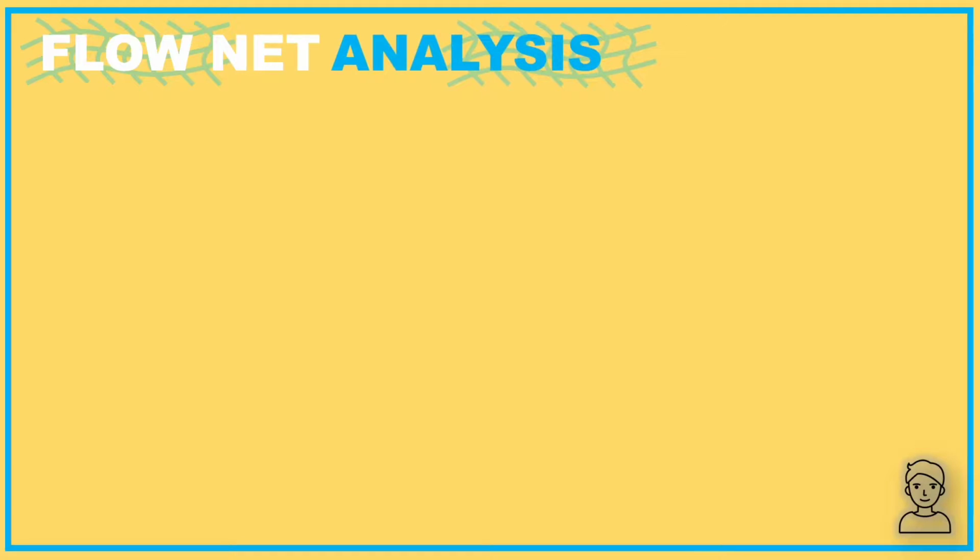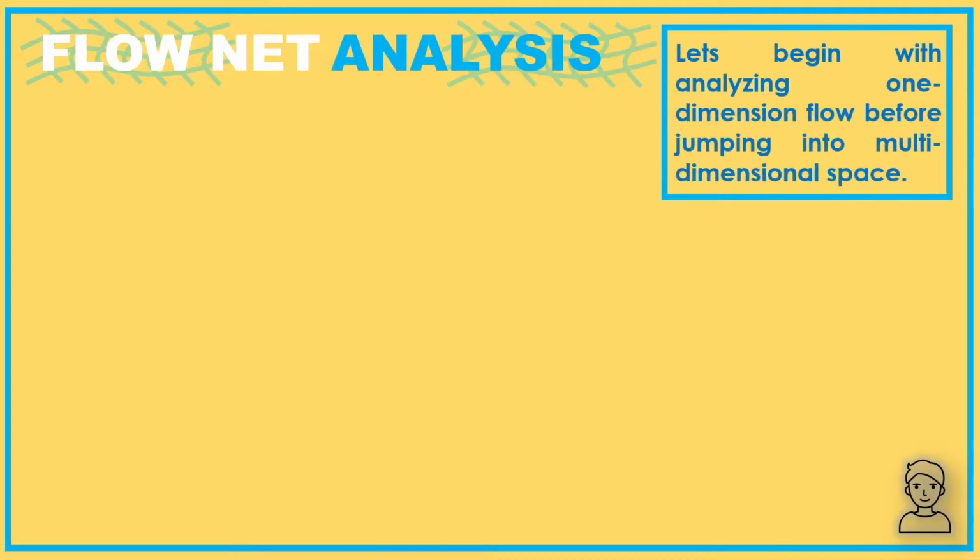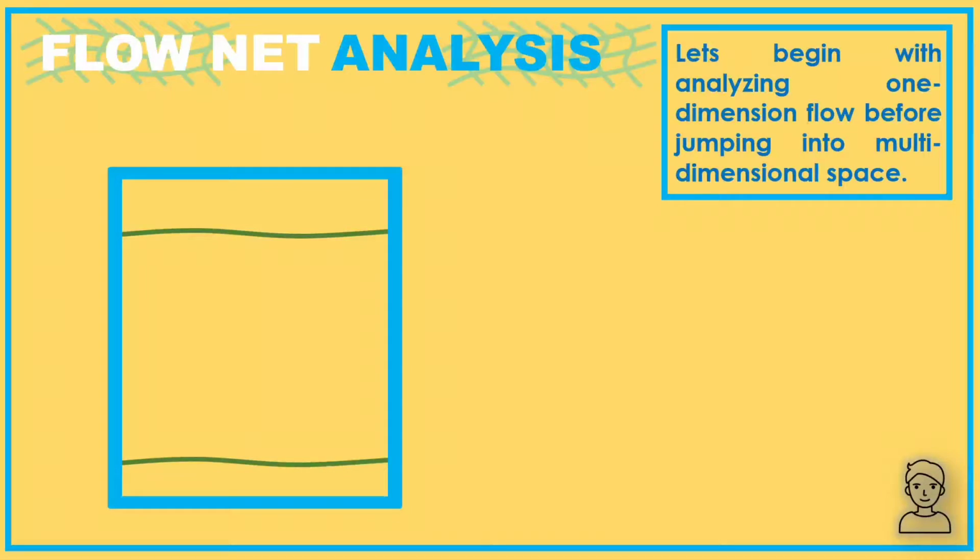Para ma-understand natin yung flow net, let's begin with analyzing one-dimension flow before jumping into a multi-dimensional space. Let us consider a soil sample of length L and put it into a glass cylinder. So yung green lines na represents natin is the soil sample, which is in a length of a capital letter L.